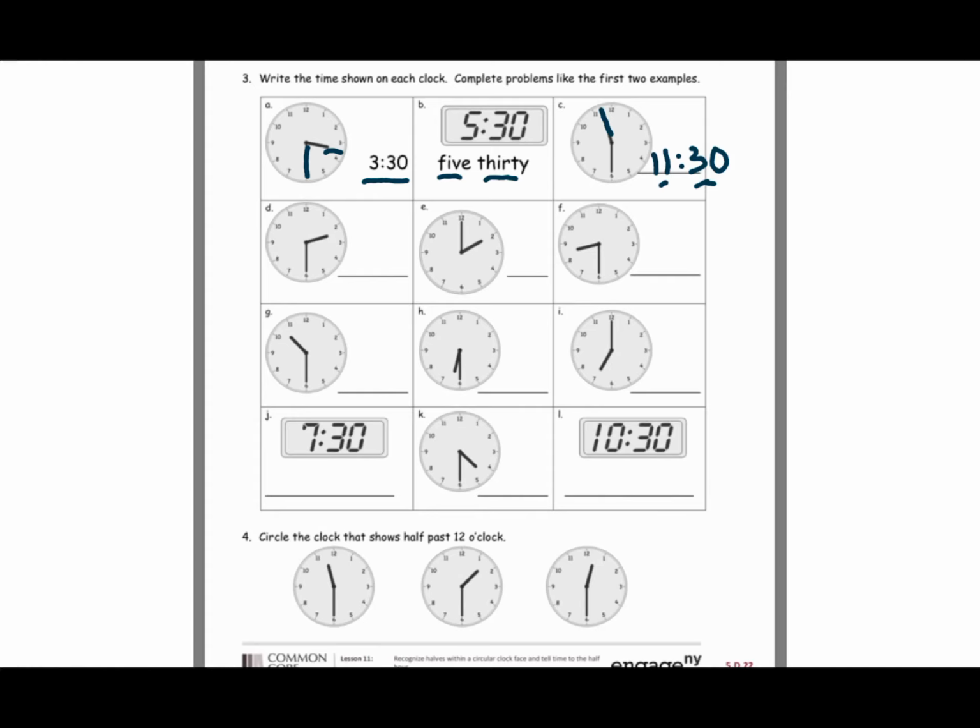Let's look at the next clock, letter D. I'm going to trace my hour hand to see what hour. It's past the 2, but it's not the 3, so it's 2, and my minute hand is down here at the bottom where the 30 minutes is, so it's 2:30. Don't forget my colons. 2:30. Okay, my minute hand is going to the o'clock, and it's right on the 2, so it's 2 o'clock. Don't forget my colons. 2:00.